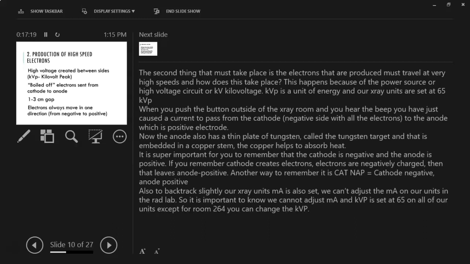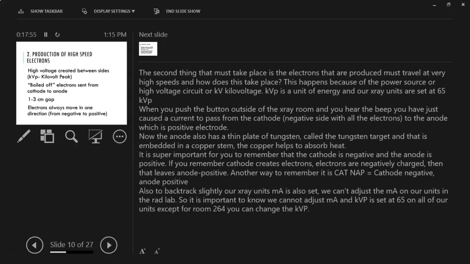Okay, so I'm going to give you a couple tips on how to remember the cathode and the anode and being positive and negative. So when you push the button outside of the X-ray room, you hear the beep, and you've just caused a current to pass from the cathode, negative side, with all the electrons, to the anode, which is the positive electrode. The anode has a thin plate on it that is also made of tungsten metal. On the positive side, there's a very thin plate embedded in a copper stem, and that very thin plate is called the tungsten target.